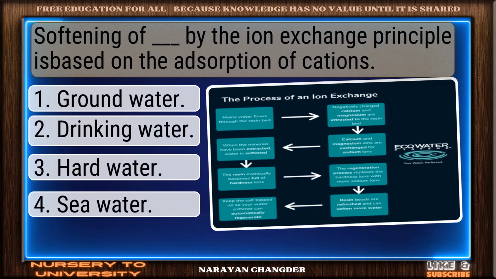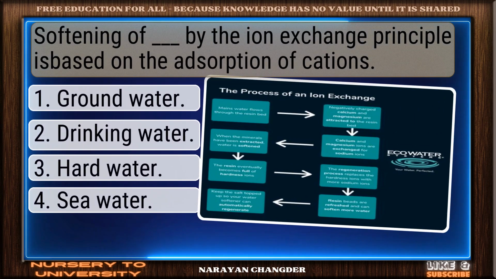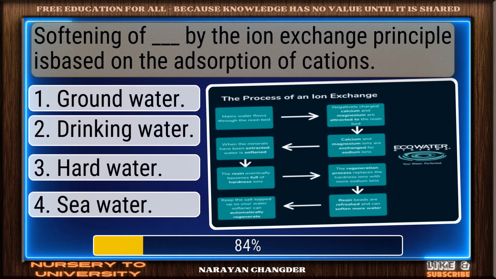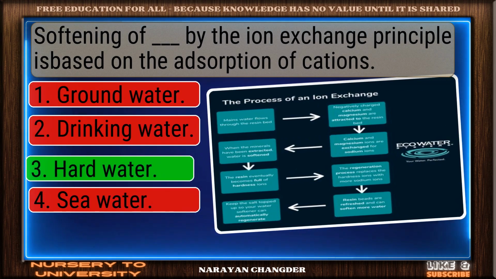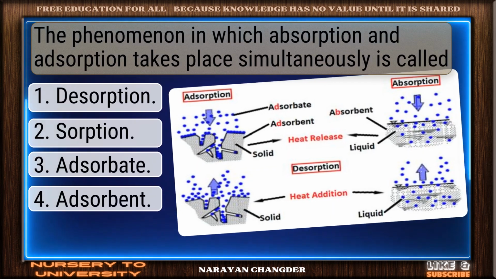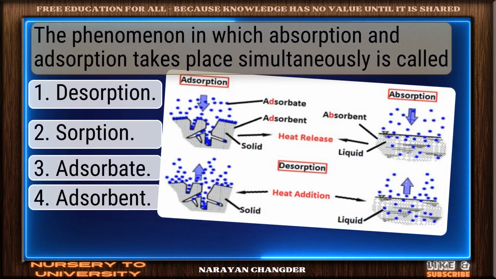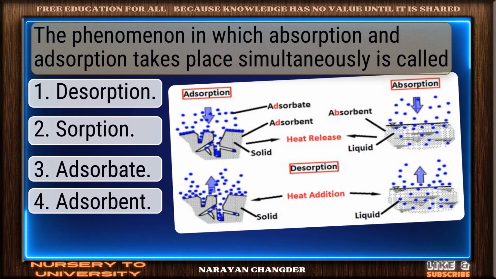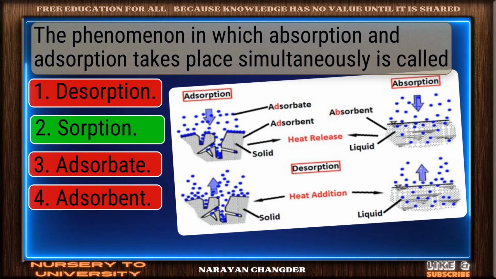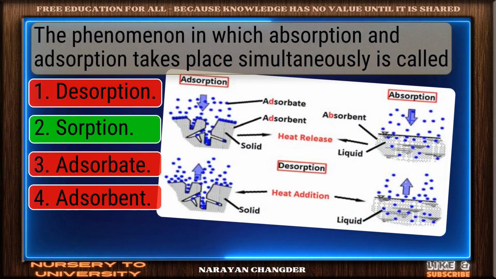Softening of dash by the ion exchange principle is based on the adsorption of cations. Well reasoned. Hard water is the correct choice. The phenomenon in which absorption and adsorption takes place simultaneously is called. Right again. Sorption is a valid answer.